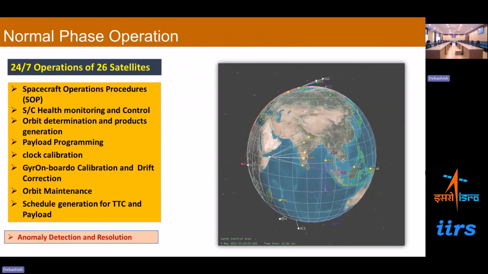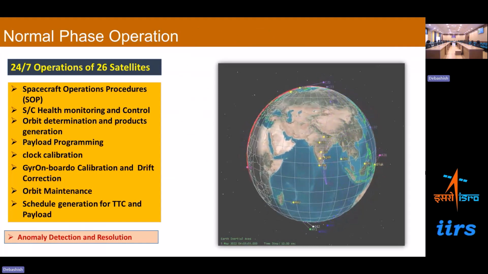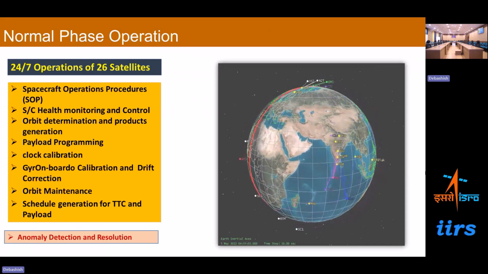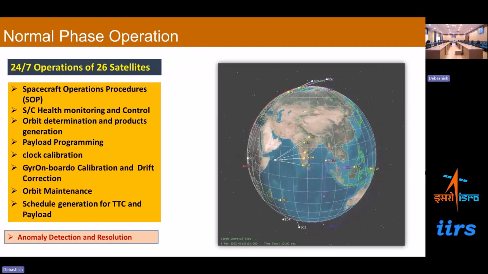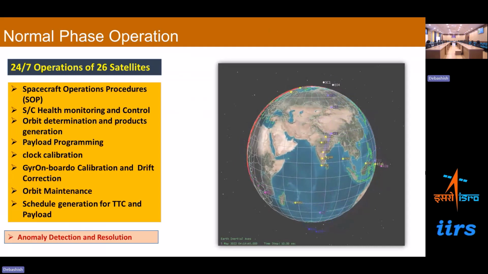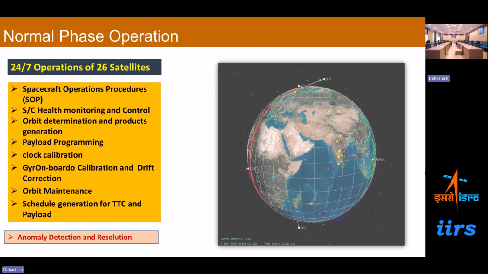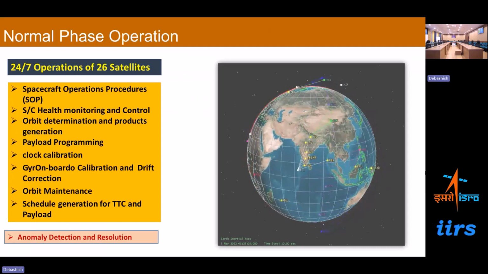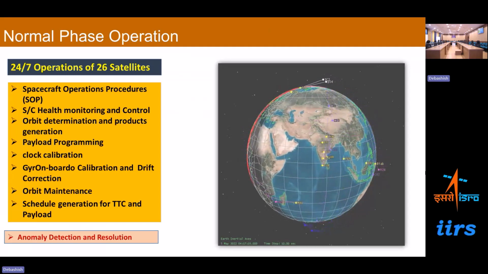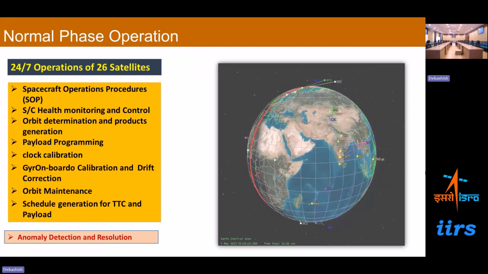Okay, so this is after the LEO phase. Then we have a commissioning phase for a duration of 15 to 30 days, where all the payloads and all the subsystems are getting commissioned, and the satellite will be declared operational. And we'll move to the normal phase of the mission. The normal phase of the mission is 24/7 operation, and presently we have 26 satellites, including Earth orbit satellites and space missions like Chandrayaan, the propulsion module, and Aditya. All these categories of satellites will always be monitored 24/7.